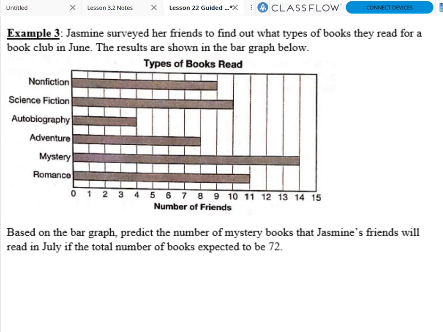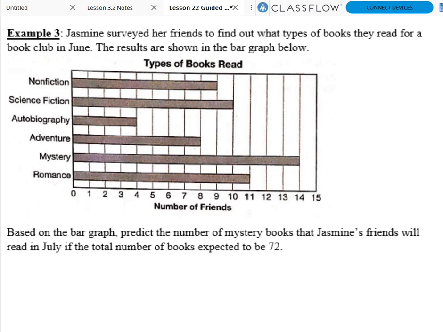We are going to continue to look at circle graphs and bar graphs, and this example is going to look at a bar graph. Jasmine surveyed her friends to find out what types of books they read for a book club in June. The results are shown in the bar graph below. Based on the bar graph, predict the number of mystery books that Jasmine's friends will read in July. The total number of books expected to be is 72.